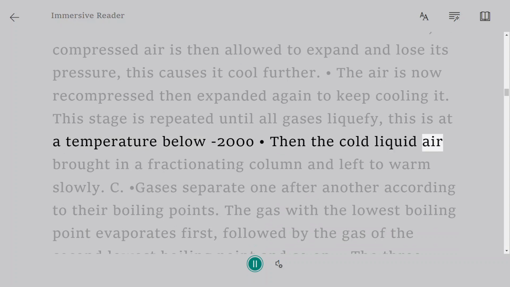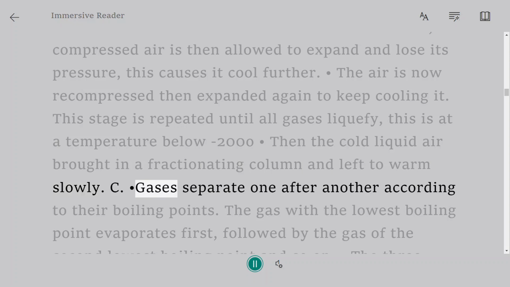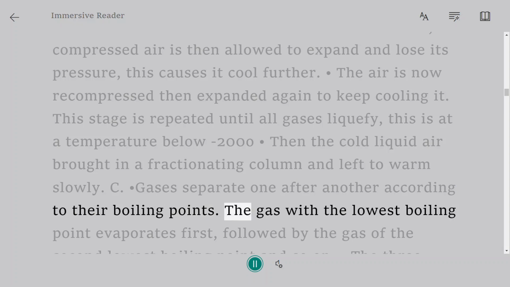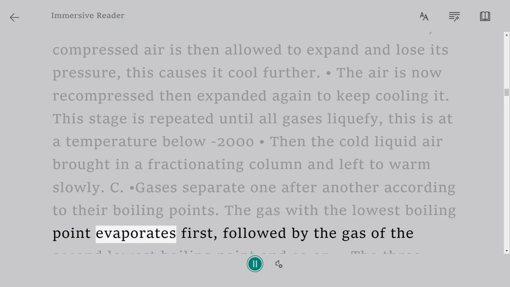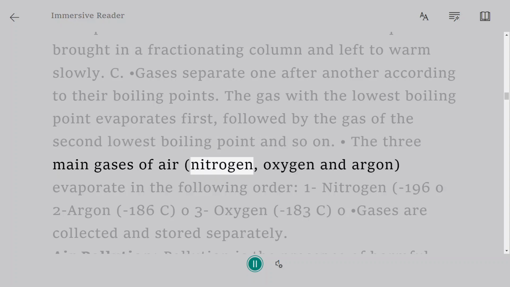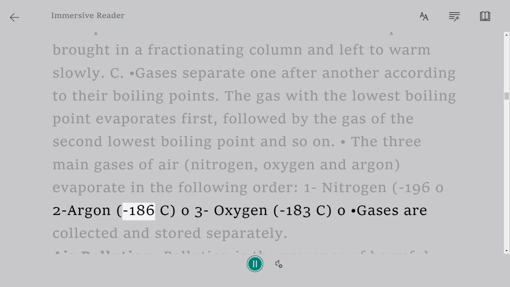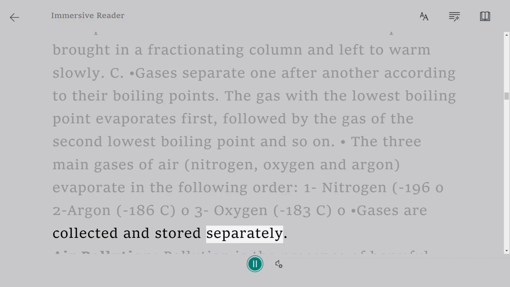Then the cold liquid air is brought into a fractionating column and left to warm slowly. The gases separate one after another according to their boiling points. The gas with the lowest boiling point evaporates first, followed by the gas of the second lowest boiling point, and so on. The three main gases of air, nitrogen, oxygen and argon, evaporate in the following order: 1. Nitrogen, -196 °C. 2. Argon, -186 °C. 3. Oxygen, -183 °C. The gases are collected and stored separately.